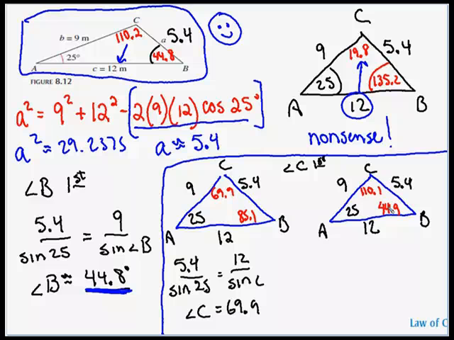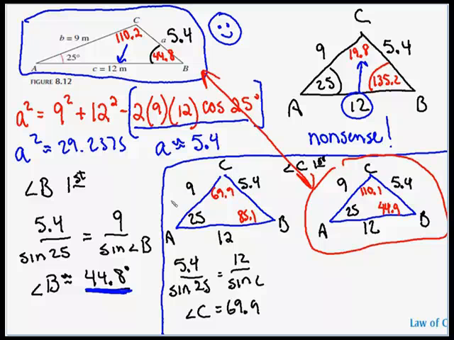So again, we have two solutions that seem to work. But look, this triangle is almost identical to the good one we found in the first attempt. The angles are slightly different. Angle C up here was 110.2. Here it's 110.1. Angle B is 44.8. This angle B is 44.9. But these two are pretty darn close.